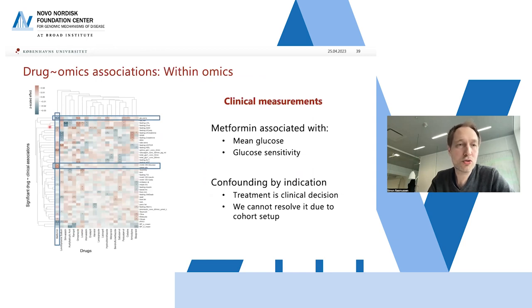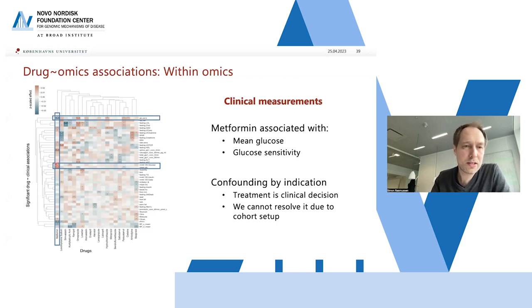Then I want to show some examples here. So this is within an omics data set. Here we have the drugs down here on the x-axis, and we have the clinical features that are associated with at least one of these drugs on the y-axis. And what I indicated here is metformin, which is one of the most used drugs to treat high glucose levels in diabetes.